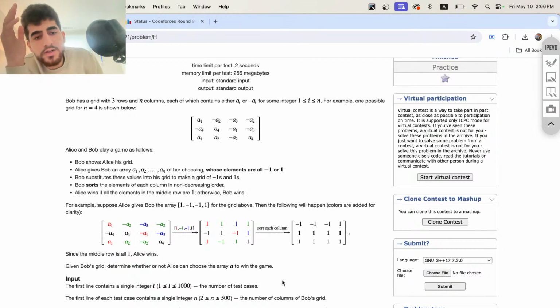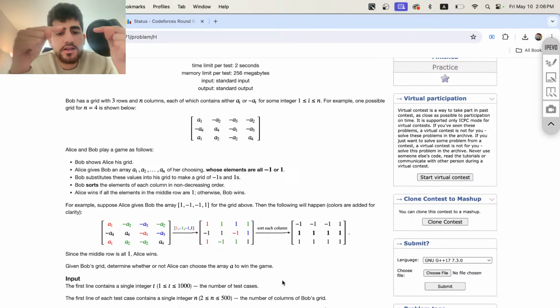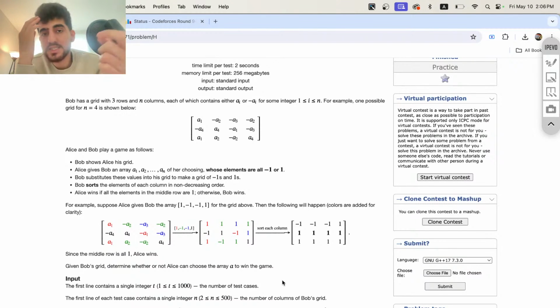And then Bob will sort the elements of each column in non-decreasing order, and if the middle row is 1, Alice wins. Otherwise, Bob wins. Is this statement clear? If you're okay with it.